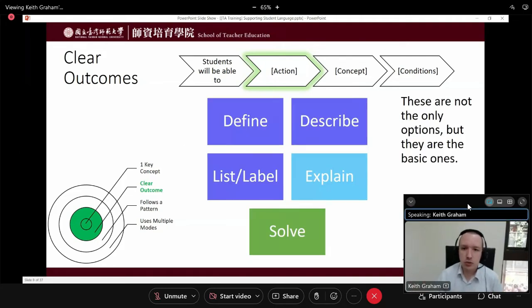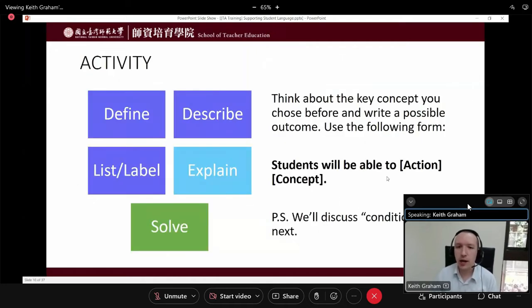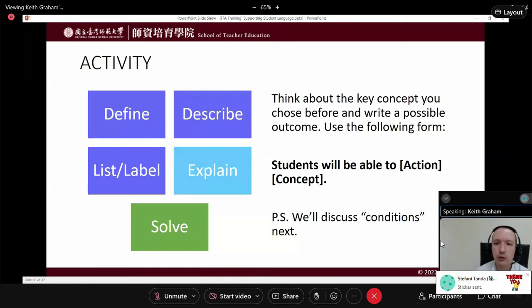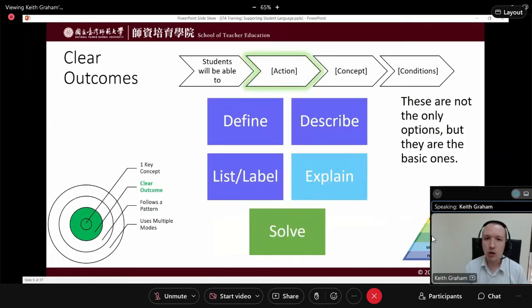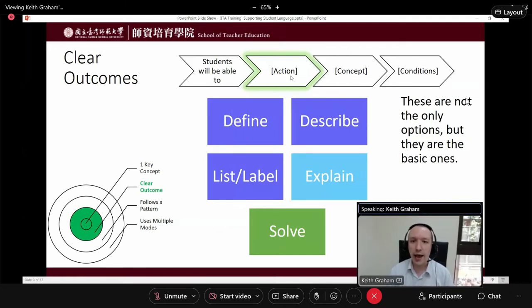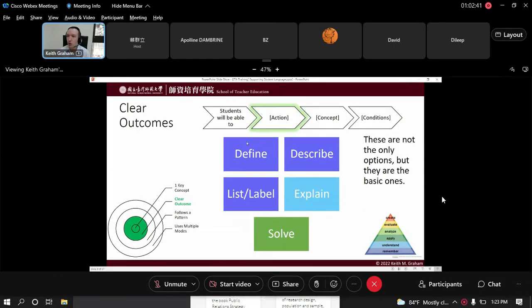So what I'd like to do is I'd like you to, again, think about your topic, and I want you to start making the first part of the outcome. Now, if you recall, outcome starts with students will be able to. So all of you should start with that. Then you're going to do an action, which will be one of these verbs, or if you think there's another verb that works, then you should do that.